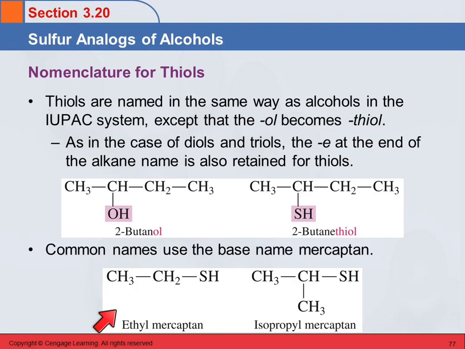Common names use the base name mercaptan instead of alcohol. If this was OH, this would be ethyl alcohol, but it's a thiol, so it's ethyl mercaptan. And this is isopropyl mercaptan. If this was an O, it would be isopropyl alcohol. So swap thiol for ol and mercaptan for alcohol.